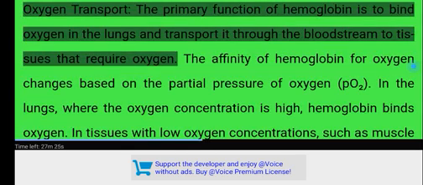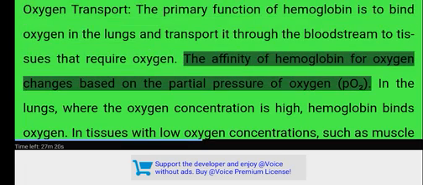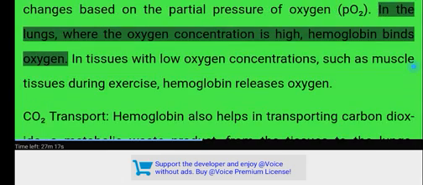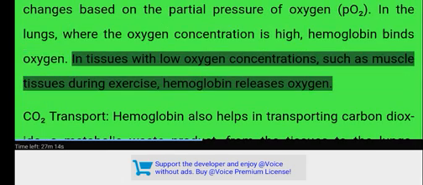Function of hemoglobin. Oxygen transport. The primary function of hemoglobin is to bind oxygen in the lungs and transport it through the bloodstream to tissues that require oxygen. The affinity of hemoglobin for oxygen changes based on the partial pressure of oxygen, pO2. In the lungs, where the oxygen concentration is high, hemoglobin binds oxygen. In tissues with low oxygen concentrations, such as muscle tissues during exercise, hemoglobin releases oxygen.